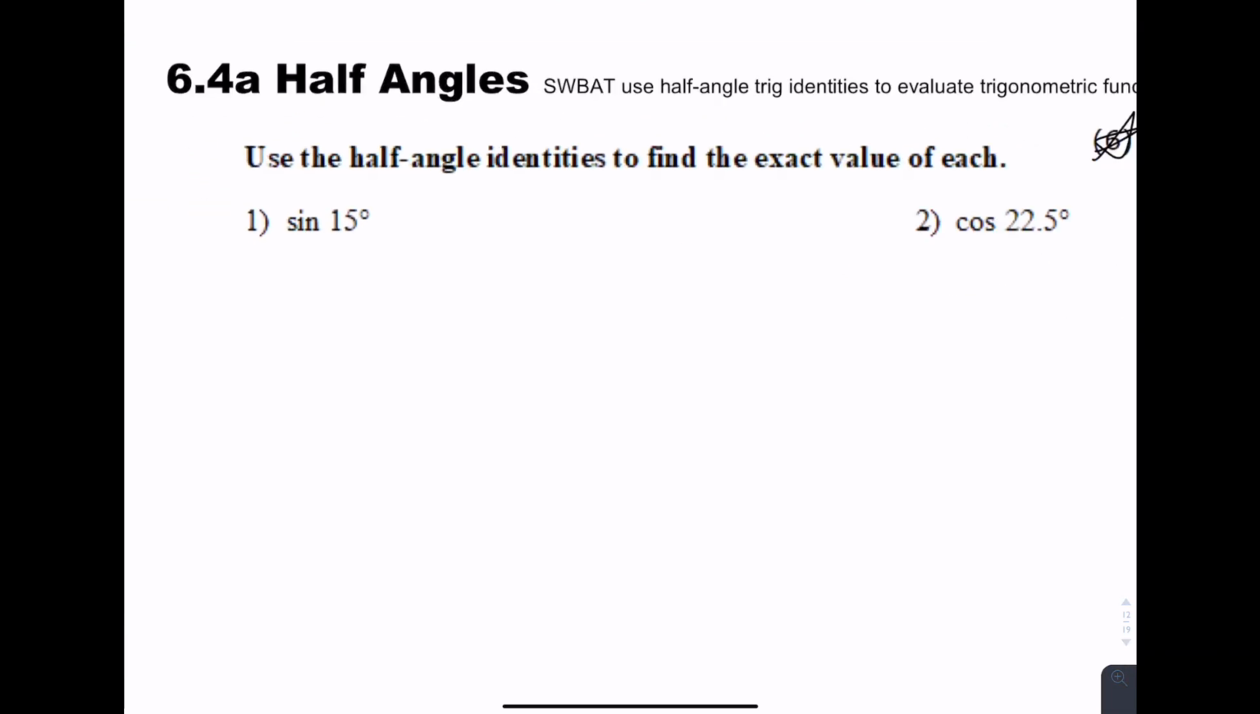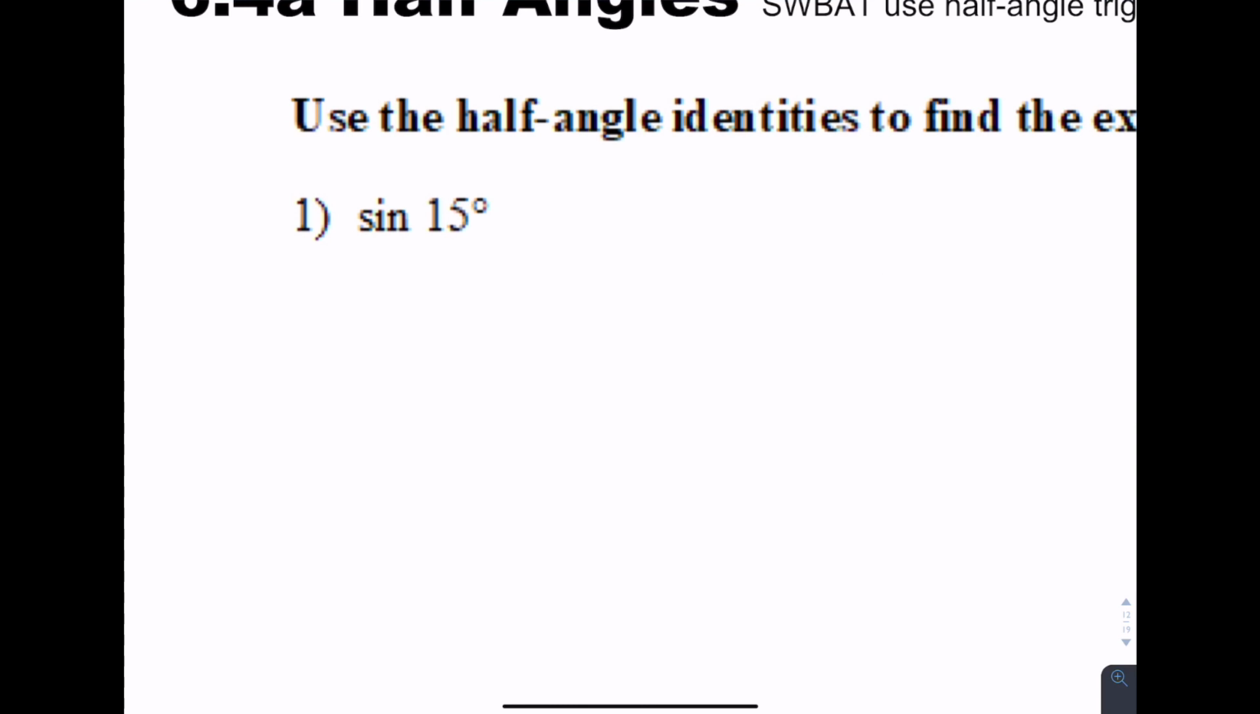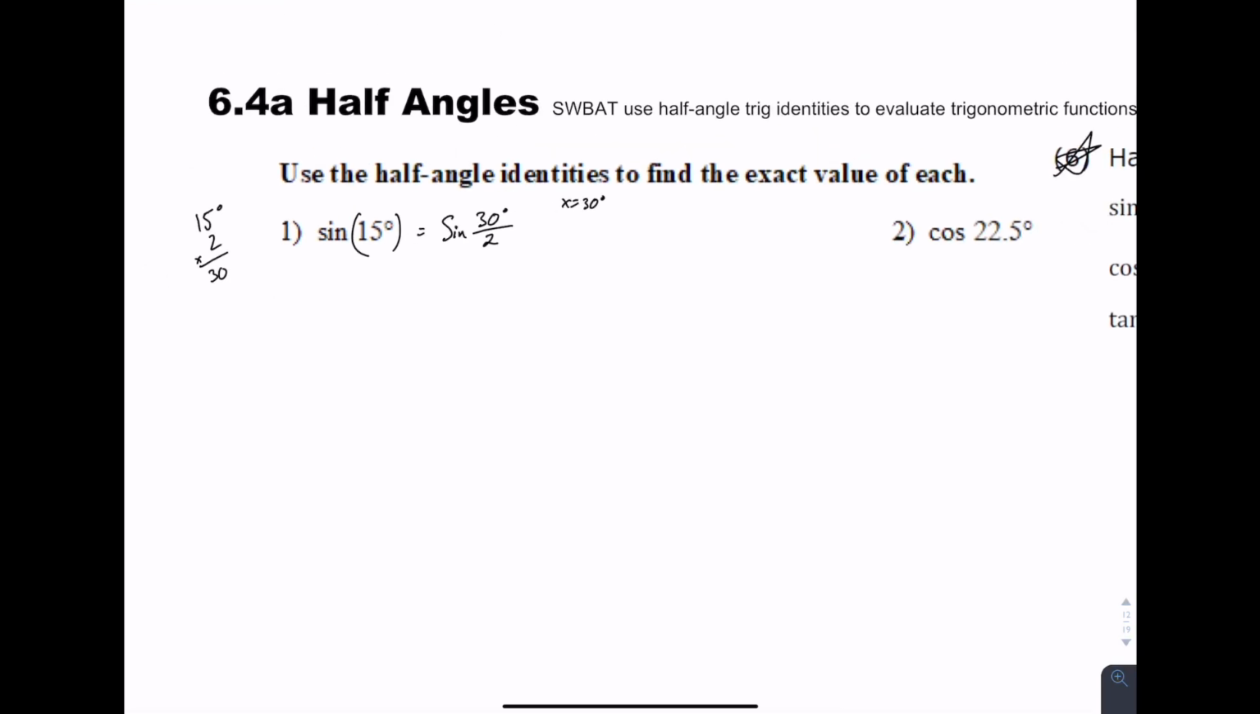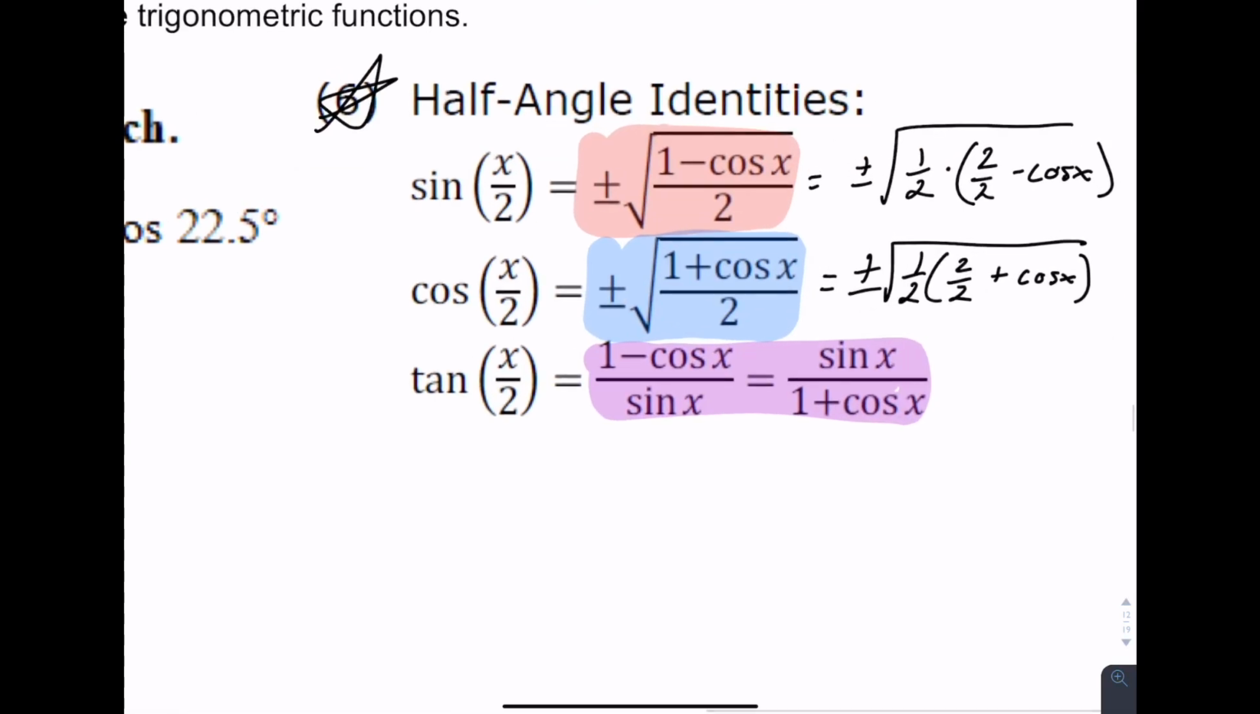I have no idea what sine of 15 degrees is. Okay, but what I'm going to do is take the inside and multiply it by 2, see if it's something I know. So 15 times 2, that gives us 30. So really, this could be rewritten as sine of 30 degrees over 2. Well, I know sine 30, so I know that my x is 30 degrees, and now I can use the formula that we have over here.